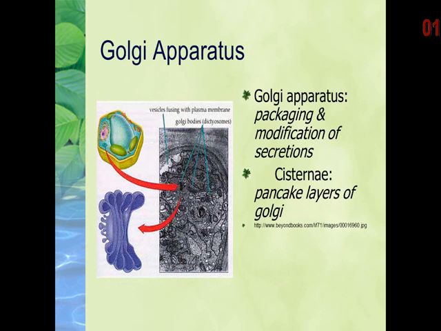The Golgi apparatus has a pancake stack type of structure to it. It is used for packaging and modification of the secretions produced in the cell. The individual layers or pancake layers of the Golgi are called cisternae.